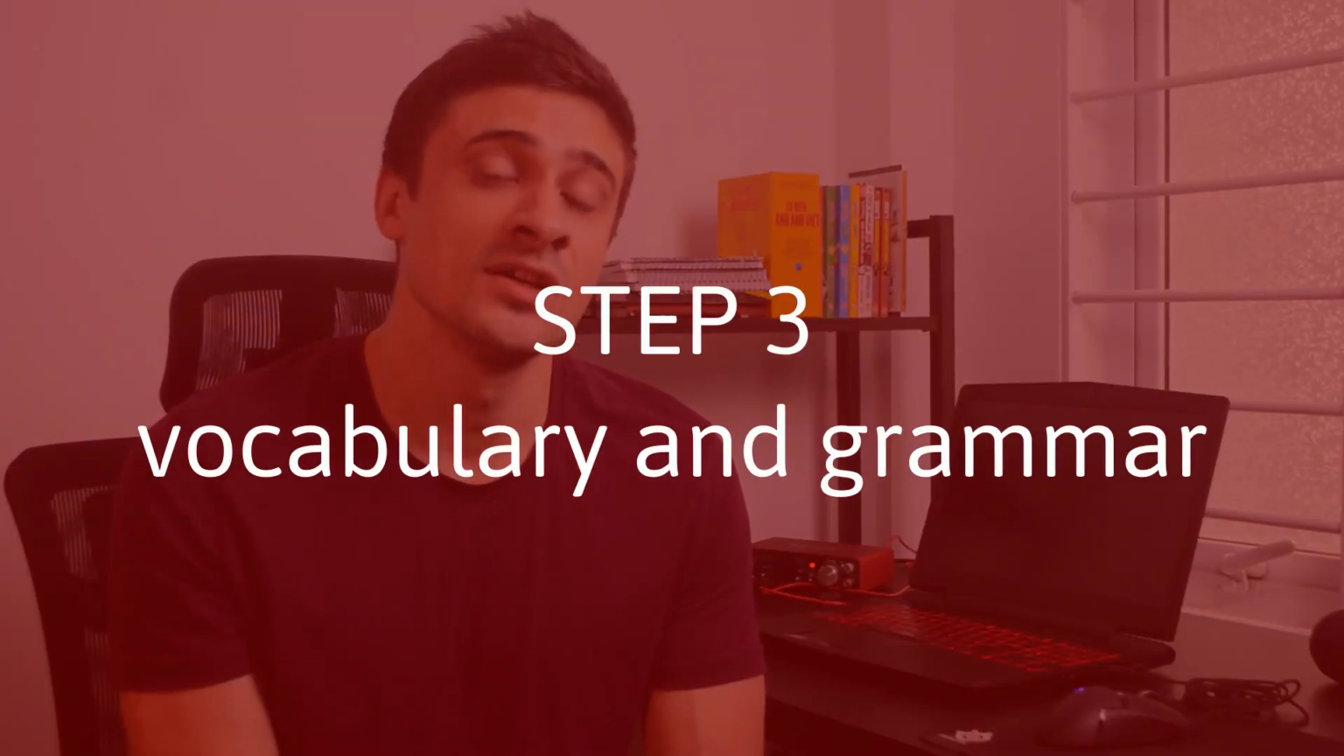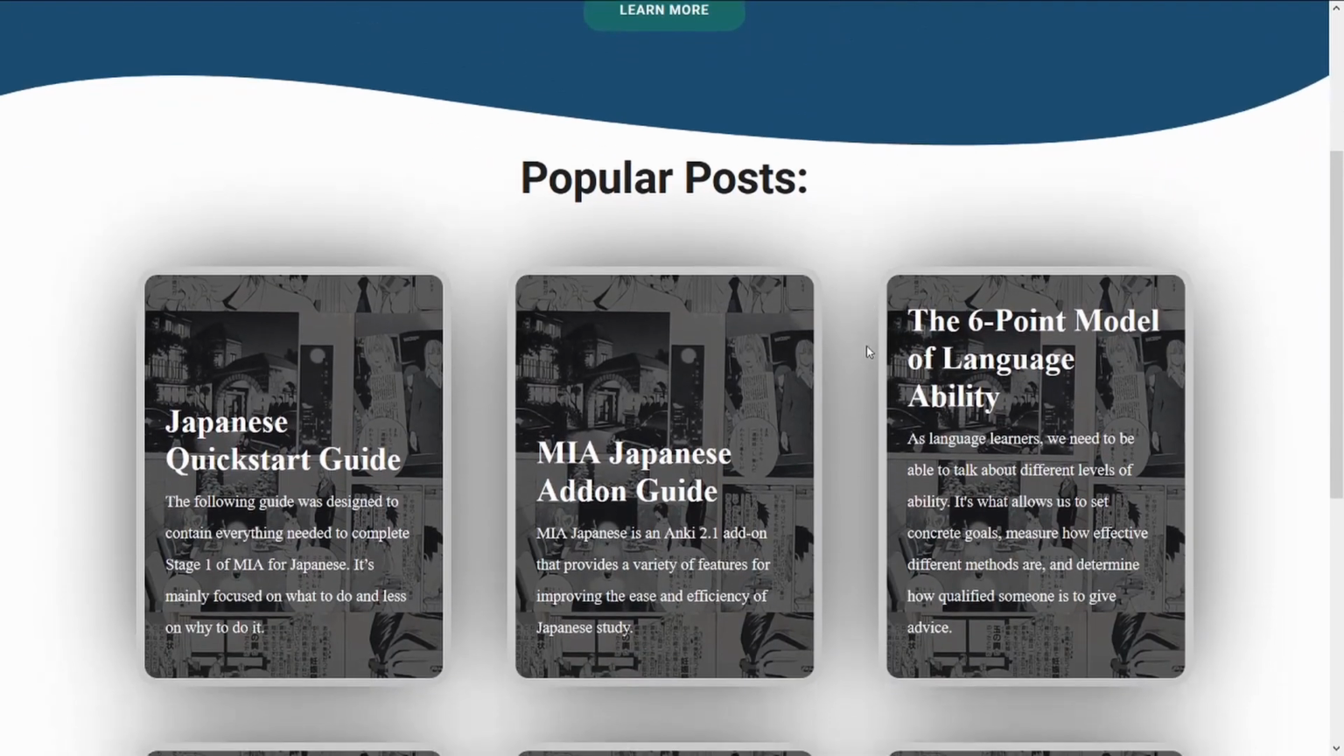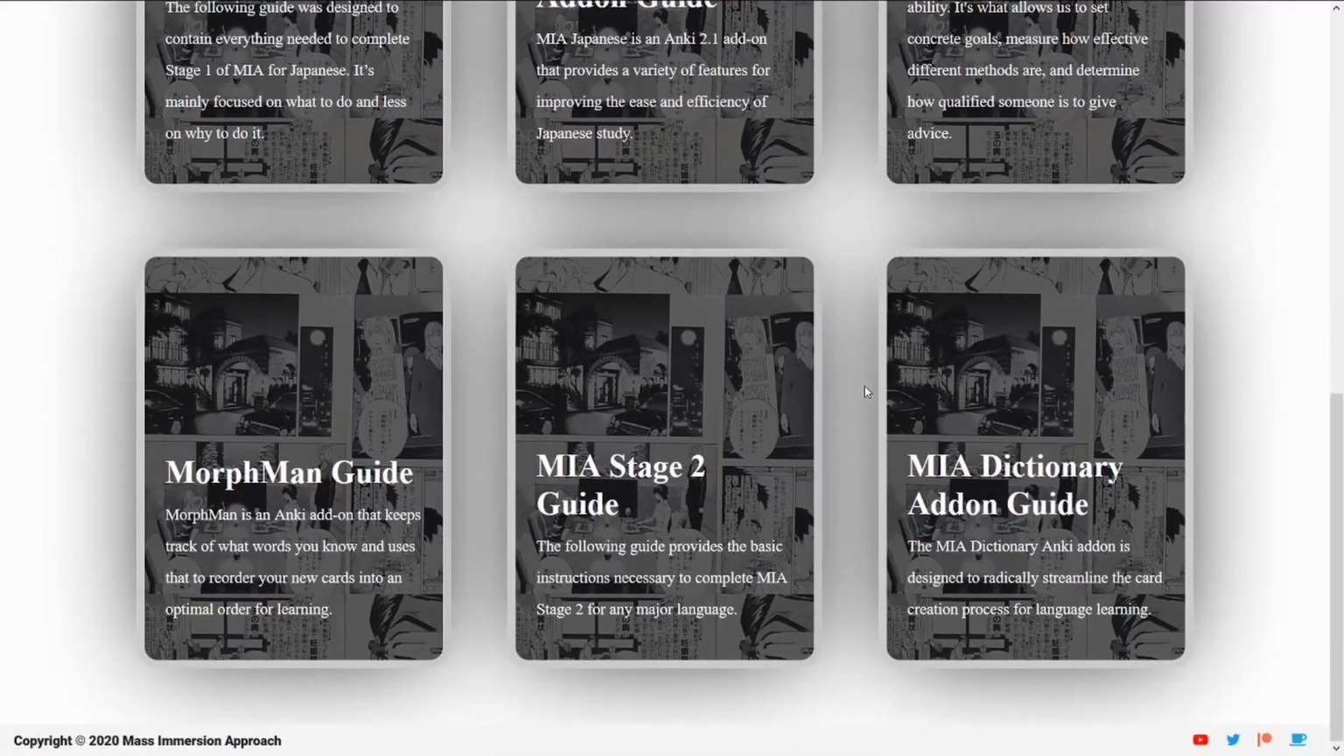Okay, so let's move on to the last step. Step 3, vocabulary and grammar. If you've seen my very first video, which is right here, then you probably know that I study by using the mass immersion approach. For those that don't know, the mass immersion approach is pretty much what it sounds like. It's a lot of immersion, but it also uses another very effective tool, which are flashcards.